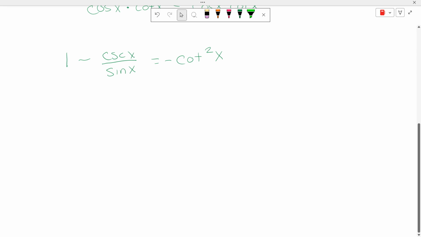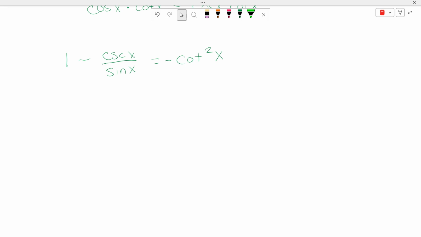The next one, 1 minus cosecant of x over sine of x equals cotangent squared of x. Negative cotangent squared of x, that is. Now, this is where you have to think a little bit outside of the box. Okay? So normally I change cosecant into what? 1 over sine. So I'd have 1 over sine of x over sine of x.